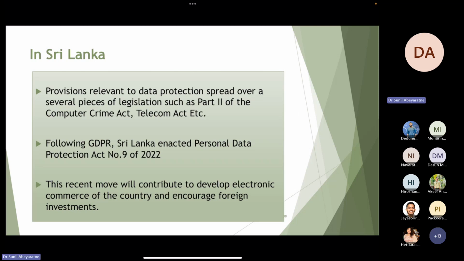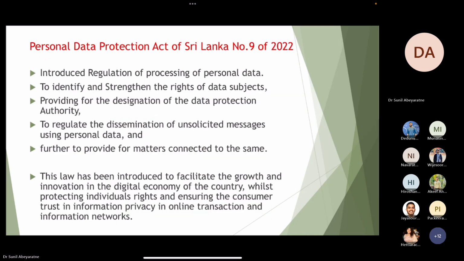So now we can see we have introduced this brand new Act, number 9 of 2022. Let's quickly see the structure of our Personal Data Protection Act. It introduces regulation of the processing of personal data, to identify and strengthen the rights of data subjects, providing for the designation of the Data Protection Authority, to regulate the dissemination of unsolicited messages using personal data, and further to provide for matters connected to the same. These are the main objectives of this Act.